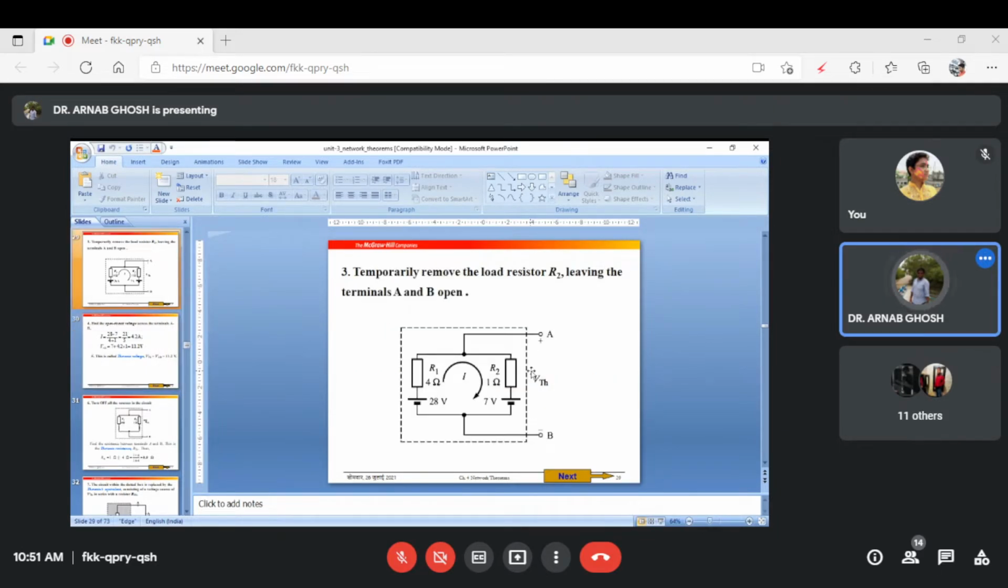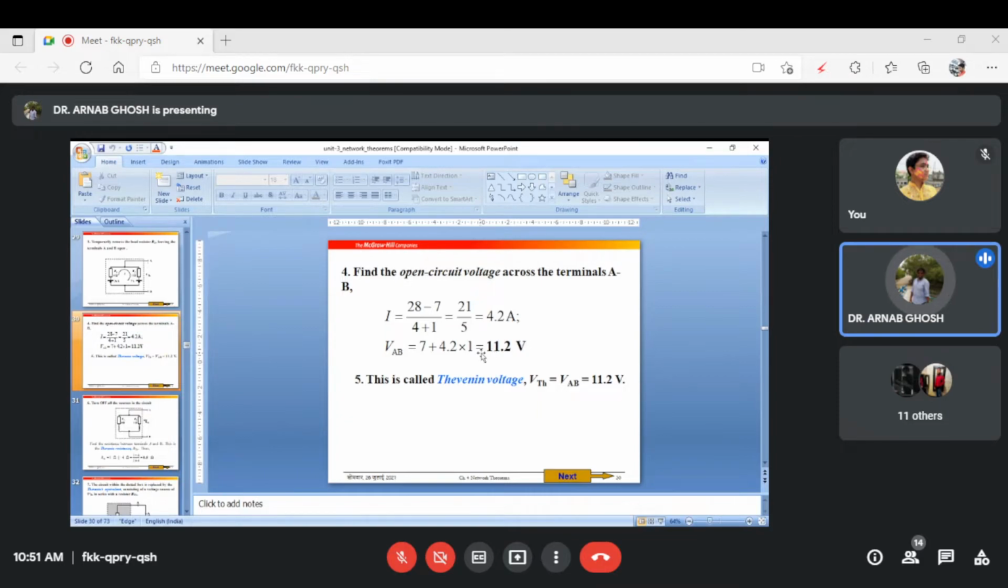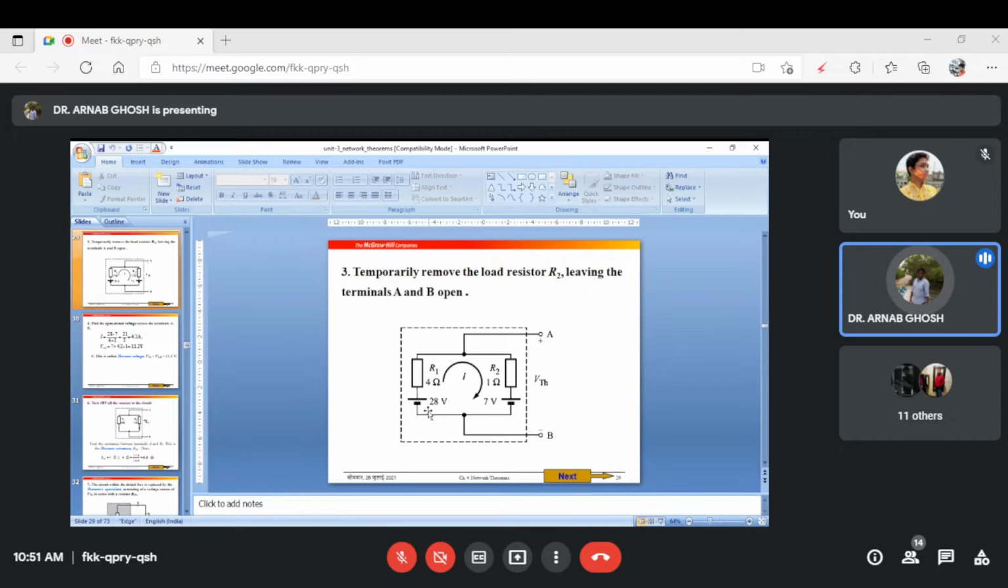Now what will be the Thevenin's voltage? If you are considering this, this will be 7 volt plus 4.2 into 1. So you are getting the Thevenin's voltage as 11.2 volt. Your AB is connected across these two terminals. So you can eliminate this part of the circuit. You are eliminating this part of the circuit to calculate the voltage. This is out. So you are left with this part of the circuit.